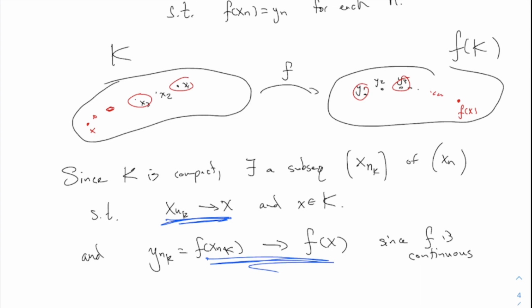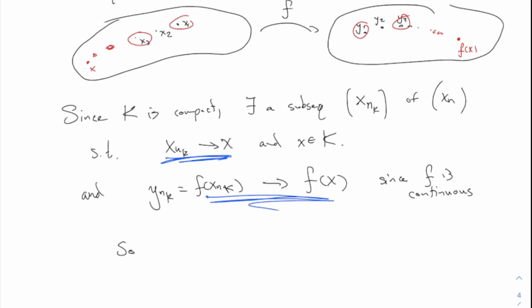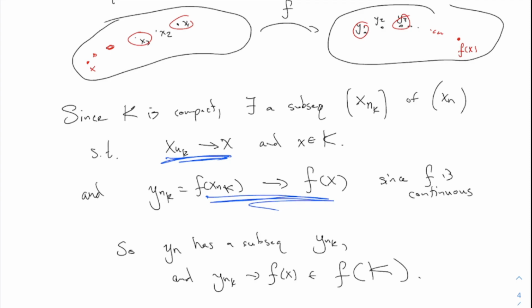All right, and this is basically the end. What we've demonstrated is that y_{n_k} is a subsequence of these, and it does converge to something, and that something is in f of K because it is f of something from K. So I will just say something like that to conclude. So y_n has a subsequence called y_{n_k}, and y_{n_k} converges to f of x, which is an element of f of K because it is f of something from K. So this is the end.